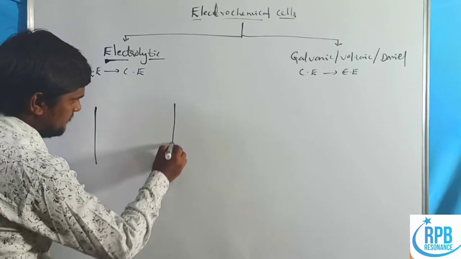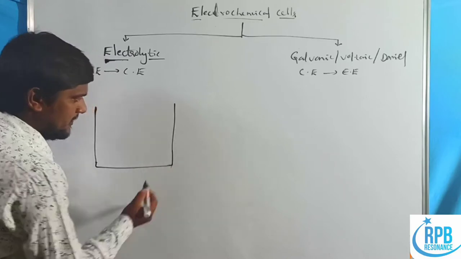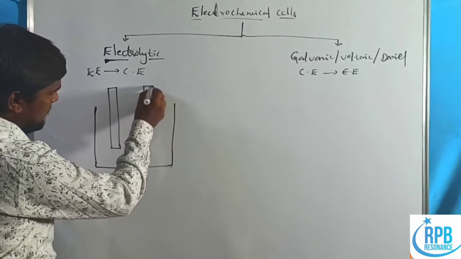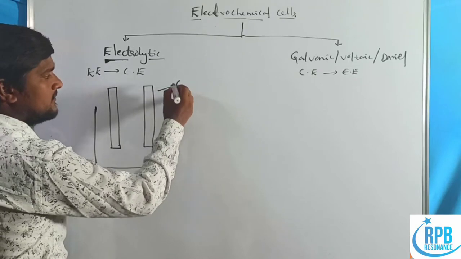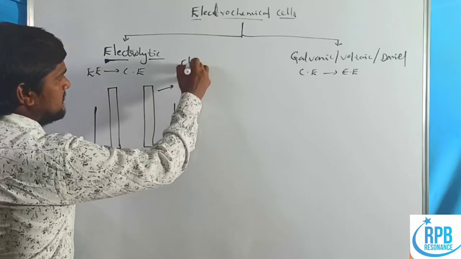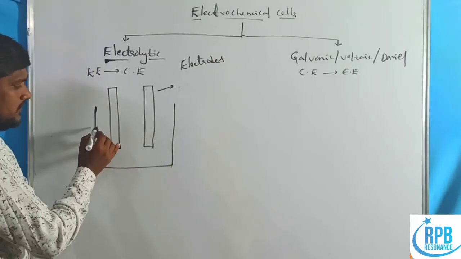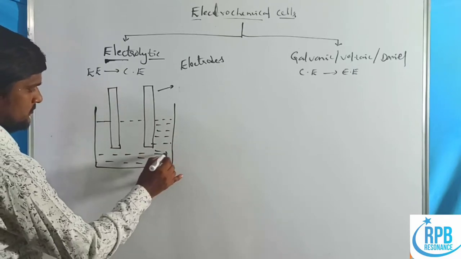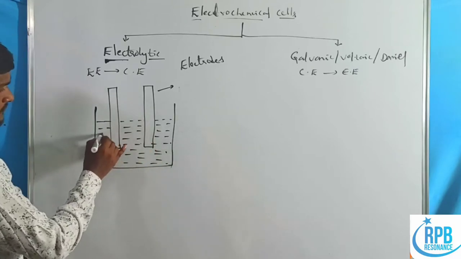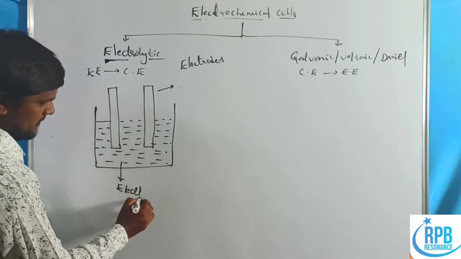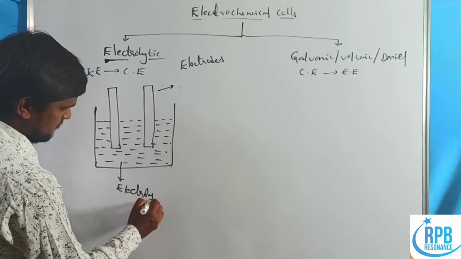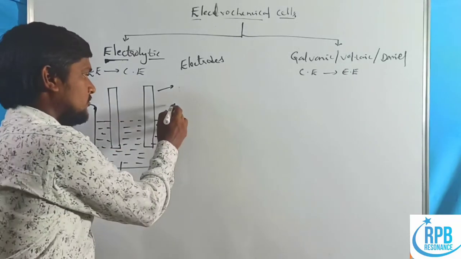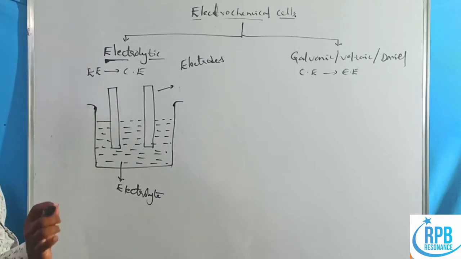So now let us go through the electrolytic cell representation. In a vessel we dip two electrical rods. Those electrical rods are called electrodes. Now this vessel is filled with some solution. That solution is called an electrolyte. So two electrodes are dipped in an electrolytic solution. All this content is called an electrochemical cell.